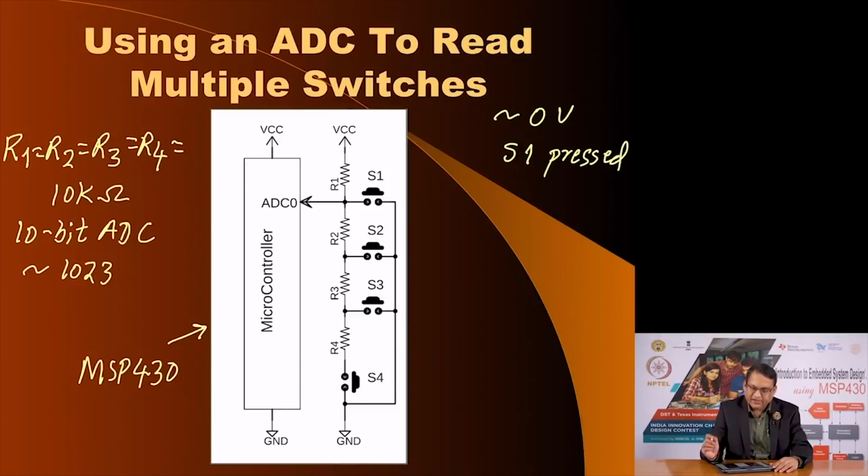On the other hand, if S2 is pressed, the voltage at this junction, the ADC input, will be half of VCC, because all these resistors are equal. So, you can expect, with VCC being 3 volts, about 1.5 volts at the ADC input. So, you can expect the corresponding count for 1.5 volts. When you get 1.5 volts, you can conclude that S2 is pressed.